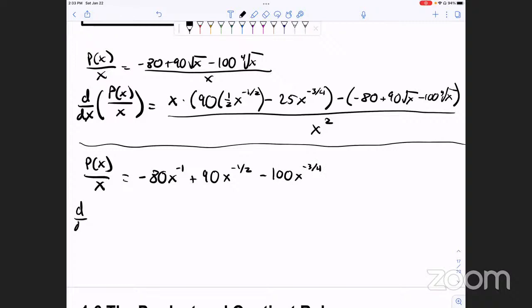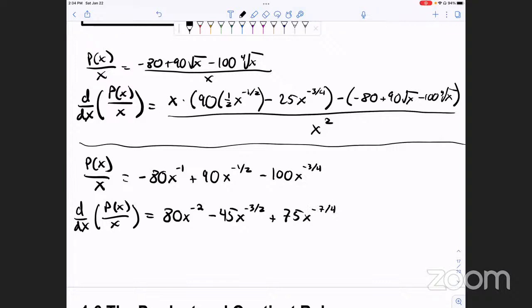So then now when we do d by dx of this average profit, right, now we can just use the power and sum and difference rules. The negative 1 comes down, so that becomes 80 x to the minus 2. That 1/2 comes down, that's going to be a minus 45 x to the minus 3/2. The 3 comes down, what is that, 75? So plus 75 x to the 7/4. Okay, let's go with that for now.